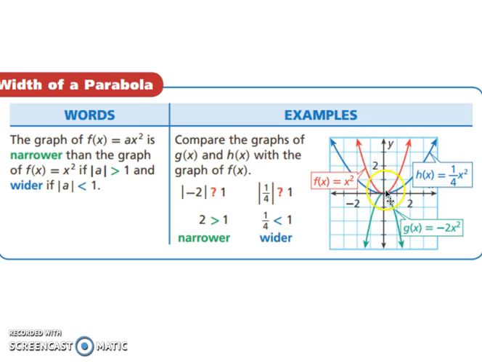So your parent function is this red one right here. It's the f of x equals x squared. Then if we look at h of x, notice how this value of a is less than 1, so it's wider. G of x has an a value of -2, so its absolute value is greater than 1, so therefore it's going to be narrower. The negative all it does is change the direction of the parabola, whether it opens downward or opens up. So let's practice.